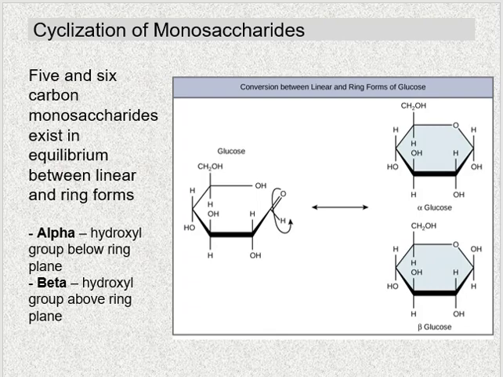If the hydroxyl group is below carbon number 1 in the sugar, it is considered alpha. If it is above the plane, it is considered to be in the beta position. So if you'll take a look at this image, on the left we have glucose. This glucose molecule is in the process of forming a ring. Now it can position the hydroxyl group in 2 different locations. It can position it below the ring plane, which is said to be in the alpha position, or it can position it above the ring plane, which is said to be the beta position.